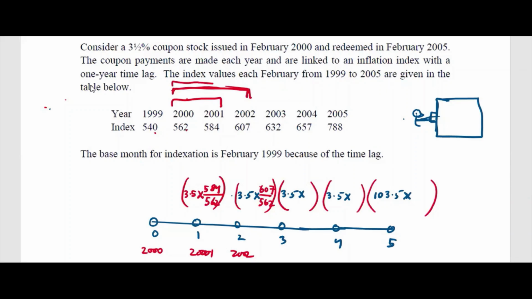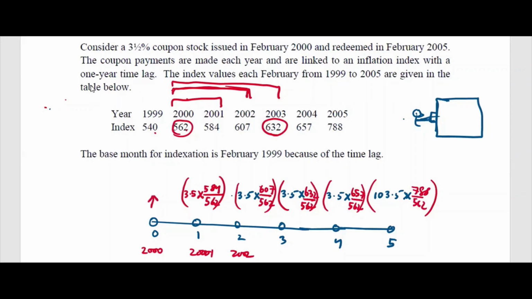You invested here. Logically, you need to understand, okay? Even if you don't understand, it's fine. Spend a lot of time, 8 hours a day. 632 divided by 562. That way you continue. 657 divided by 562. Then 788 divided by 562. These are the things, okay?